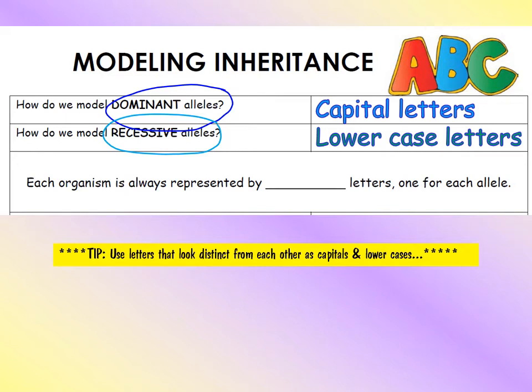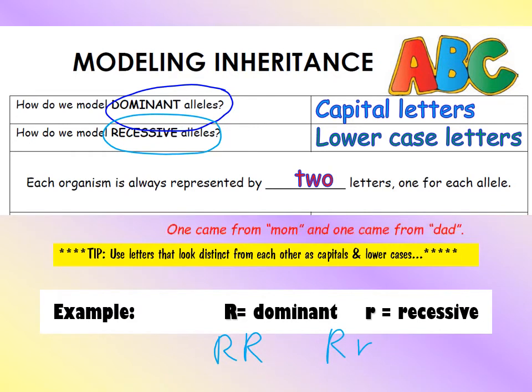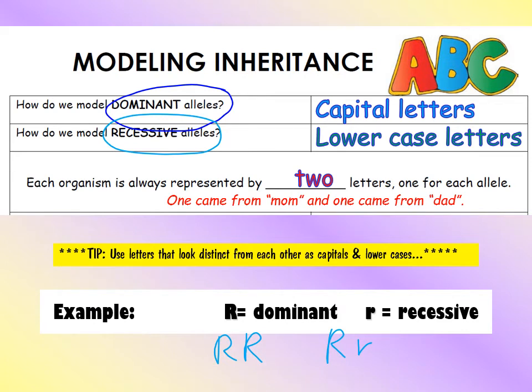Anyway, because you inherit a trait, an allele, from each parent, each organism is always represented by two letters, one for each allele. So for instance, in eye color, you could either have two R's, two capitals, two dominant genes. You could have one of each, dominant and recessive, one capital, one lowercase, or you could have two recessives.